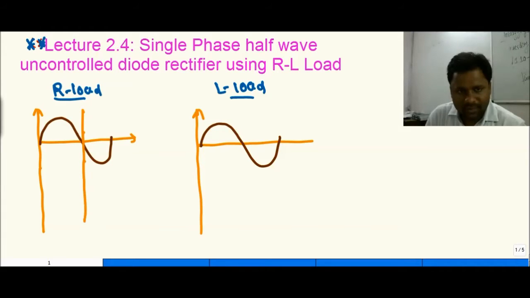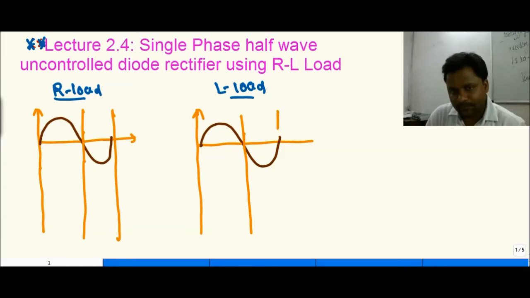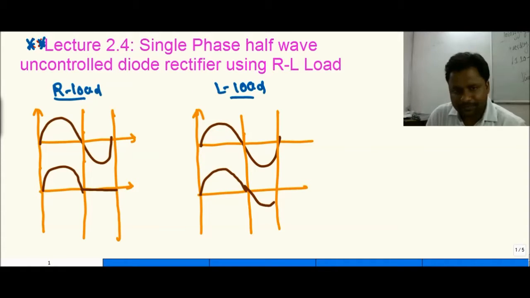Make it more clear for understanding purpose. And this is our output voltage in the R load. This is our output voltage, and in the L load we are obtaining an output voltage of plus Vs and minus Vs. This is our source voltage. This is our output voltage.